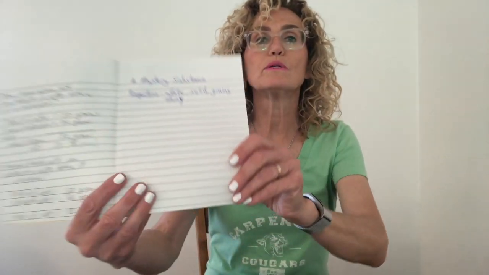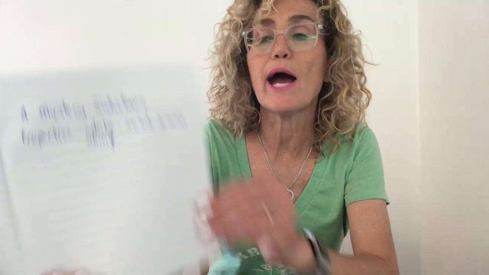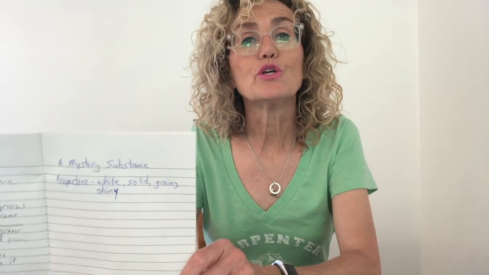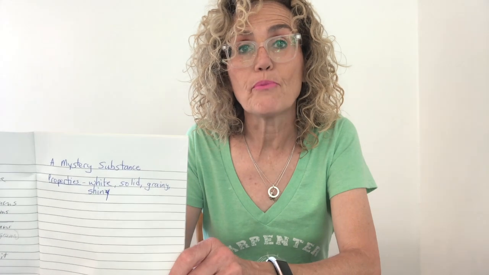So I hope you wrote some properties in your science notebook. I wrote that it's white, it's a solid, it's grainy, and do you notice it's a little shiny? It sparkles a little bit. Make sure you make note of those properties. But these properties kind of make me think of salt too, and Epsom salt. How is this mystery substance different from those two other salts?